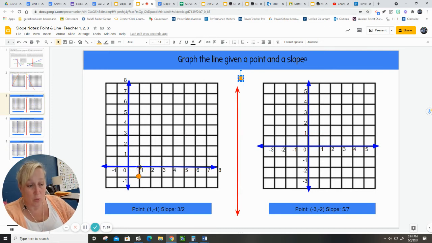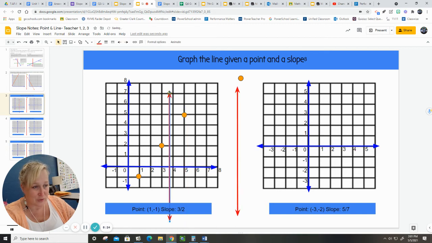Watch. 1, I'm still dragging. 2, I'm still dragging. 3, I'm still dragging. So 3 up, 2 over. 1, 2. I let it go. Now I can do another one from that point. Slope is rise, 1, 2, 3. Run, 1, 2. And look how easy that was. I did not have to grab a dry erase marker or anything.